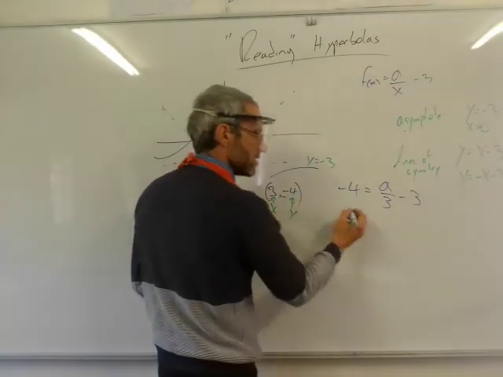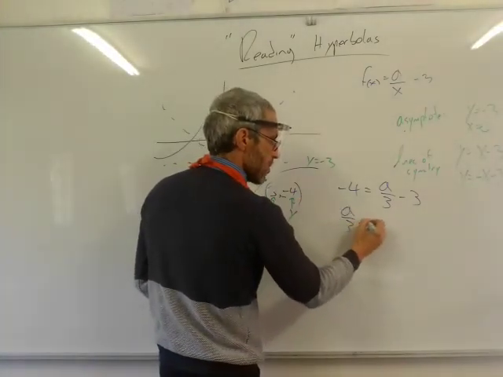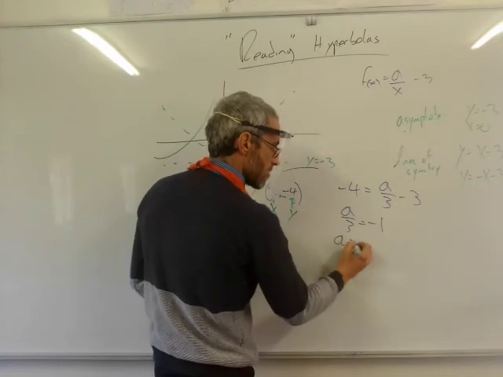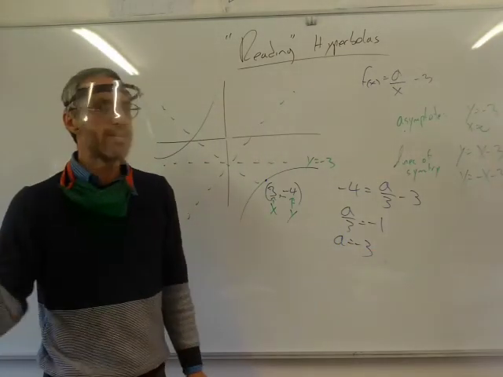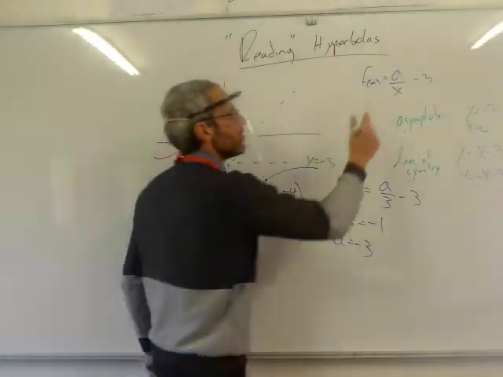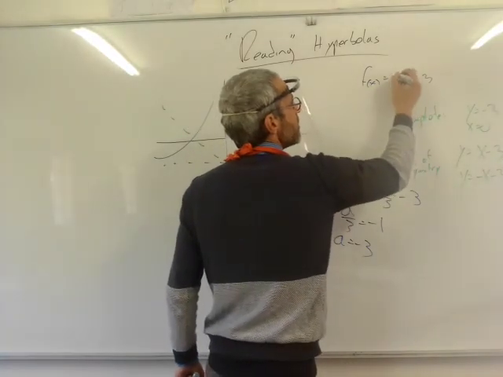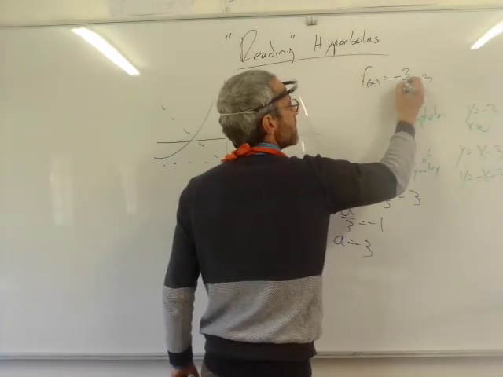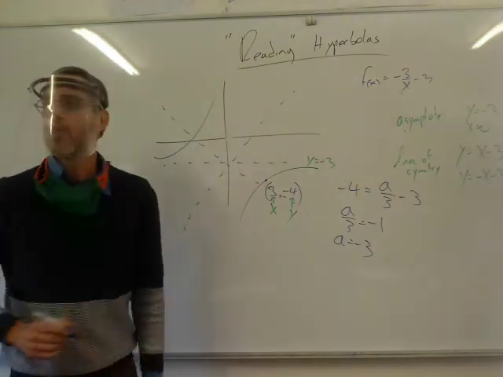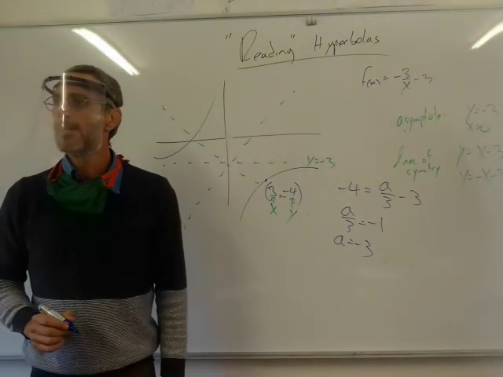Move the 3 over to this side, so I'll get a over 3 equals minus 1, a equals minus 3. And indeed it was negative. So final answer. Instead of a, I'm going to write minus 3. And that's the answer. Okay?